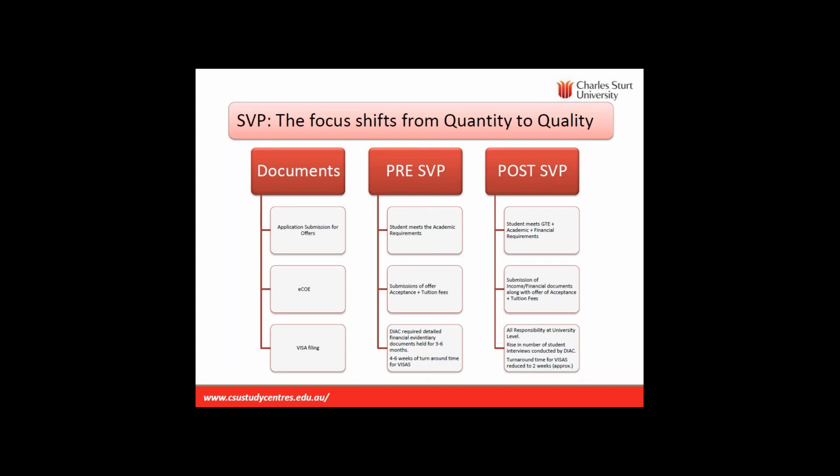Also, the responsibility is now at the university level. The responsibility to screen the students, to check their motivation, to check their interest, to check their future study and career plans. So all the responsibility is at the university level at the moment, rather than the Department of Immigration and Border Protection.